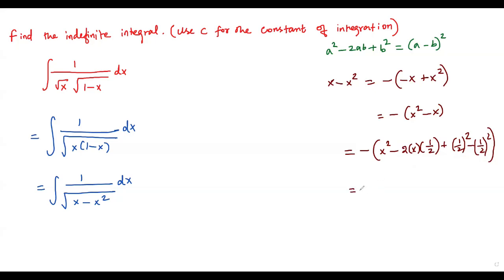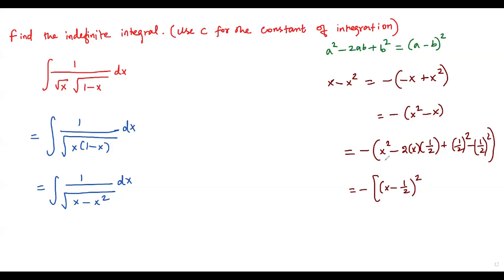Now let me consider the trinomial over here. It is exactly in this form, a square negative 2ab positive b square. At the place of a, we have x. At the place of b, we have 1 half. So we can write it as a negative b the whole square. That means x negative 1 half the whole square.